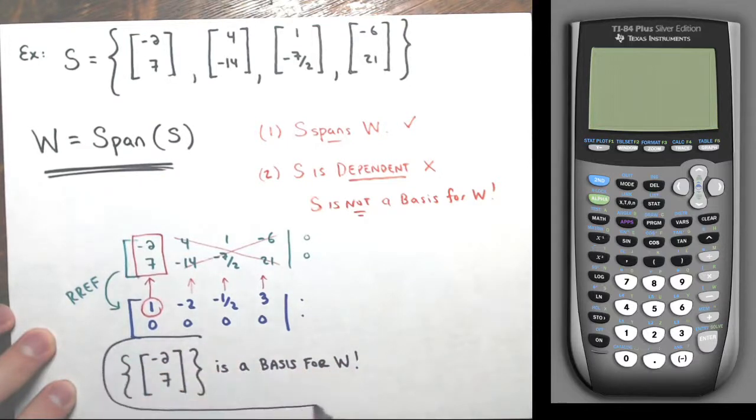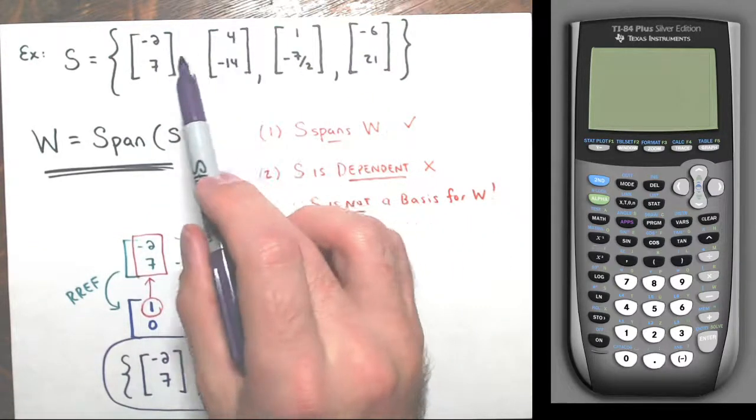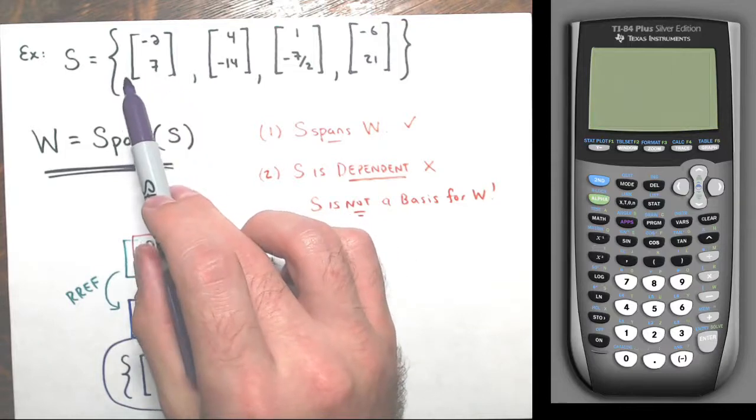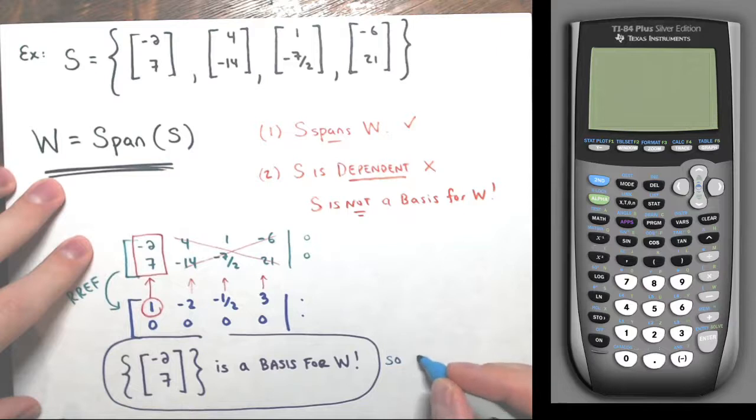Again, it spans W, because all the linear combinations of these 4 can be just written as a multiple of negative 2, 7. So the span of this set is equal to the span of this one vector. And it's obviously linearly independent, as we get from this matrix setup here, but you can also see that it's a single vector that's non-zero. And any set with one non-zero vector is linearly independent. So it spans W, linearly independent. It is a basis for W, and therefore the dimension of W is equal to 1.